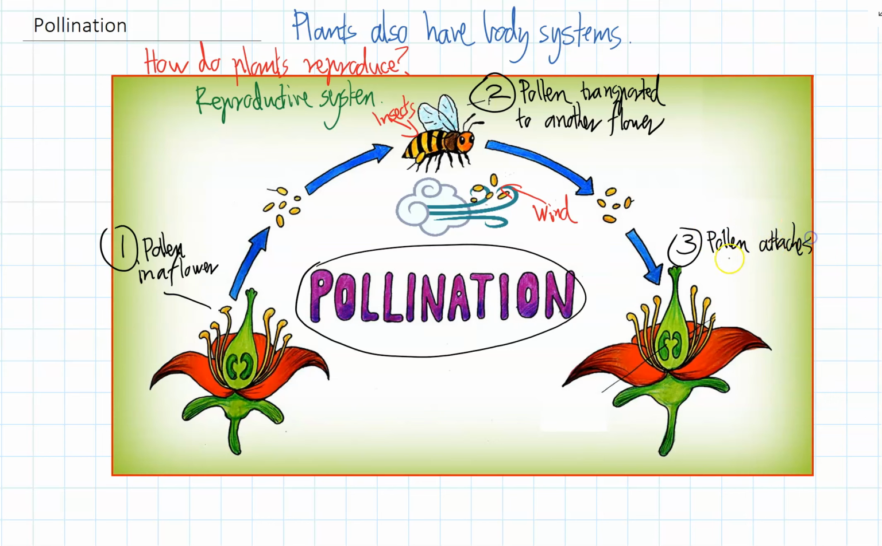Pollen attaches to another flower. Sometimes that flower can be on the same plant, so plants can reproduce with themselves sometimes, but usually it's on another plant completely. And that's pollination. Pollen transporting from one flower to the next.